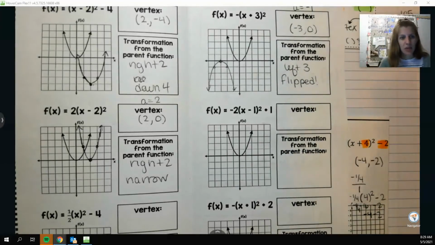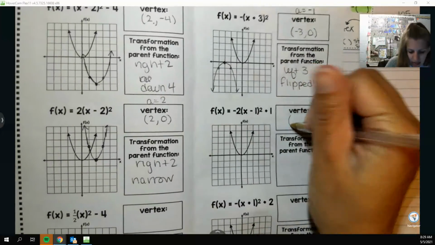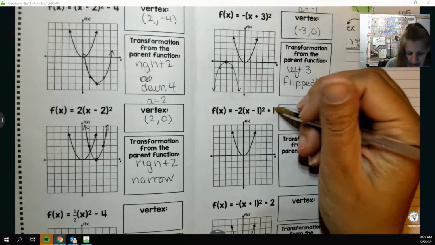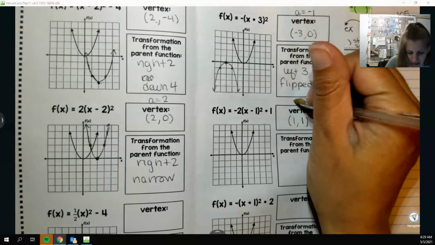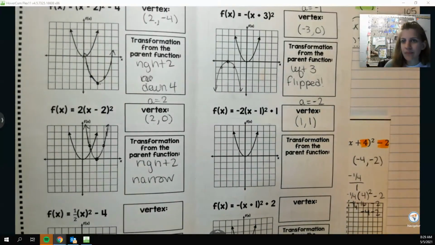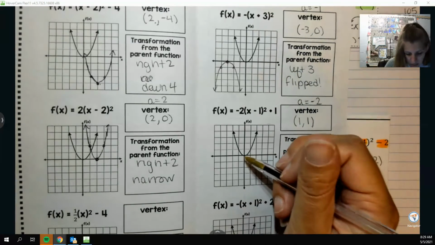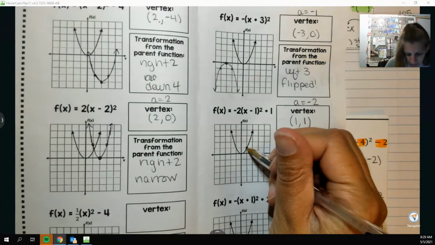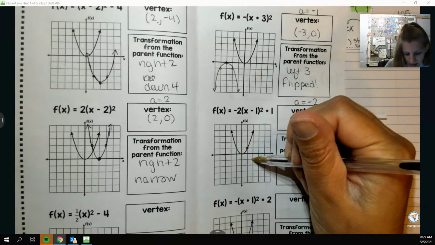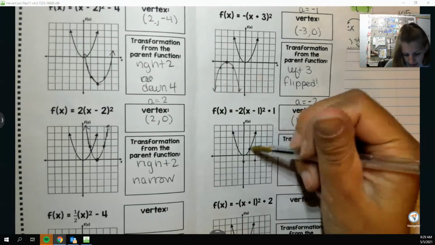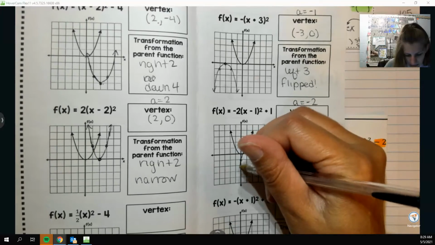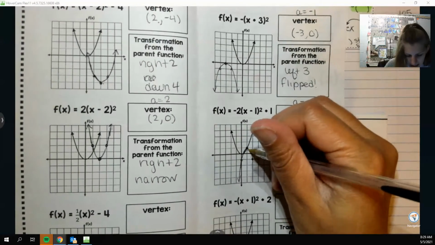Okay, on to this next one here. When I find my vertex, I'm looking inside, making it opposite. I'm looking outside, keeping it the same. Then I'm finding that slope, which is that front number. It's negative 2. Then I want to go graph my vertex, so we'll plot 1, 1. And then I'm going to do my slope, so down 2 over 1. And then flip it over, put it on the other side of that axis of symmetry right there. And then I'm going to sketch out this little parabola, which again looks narrower.